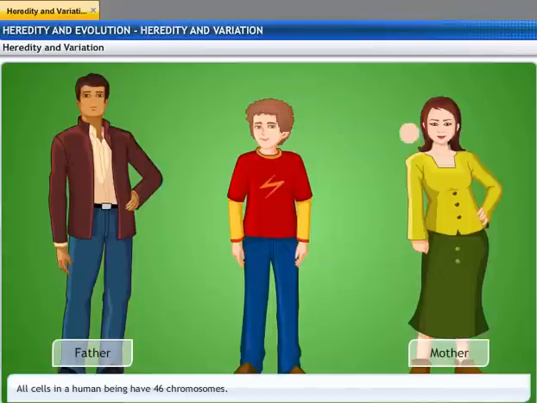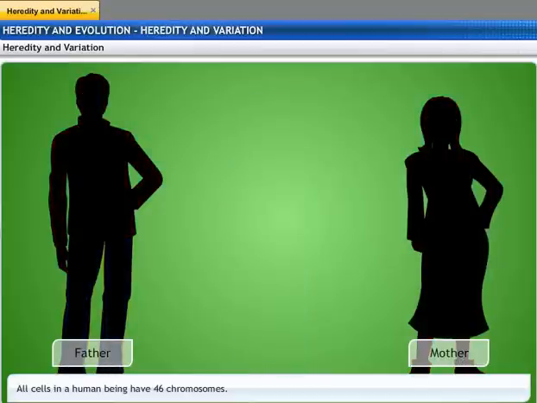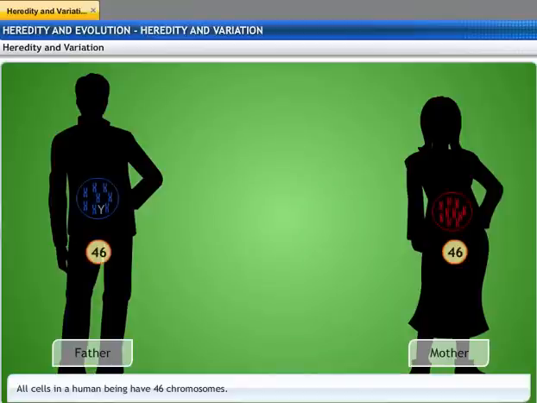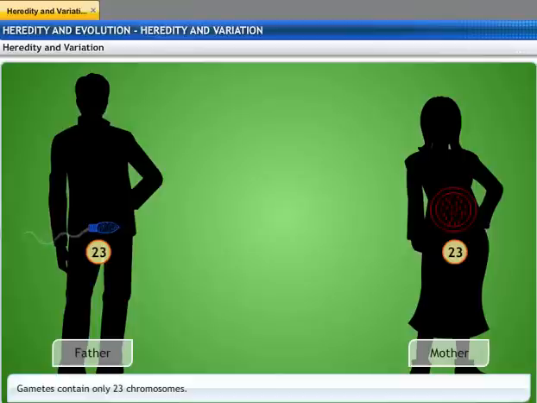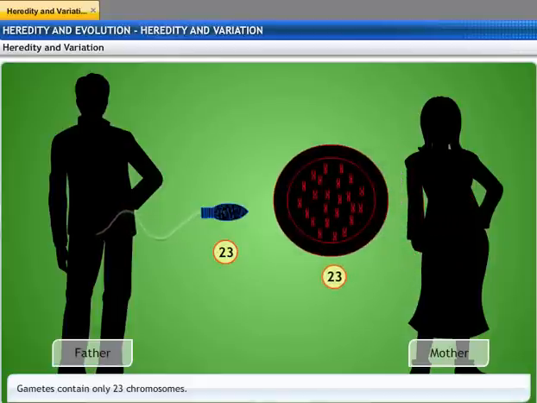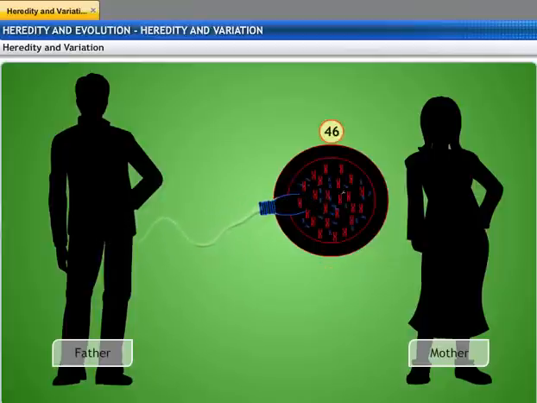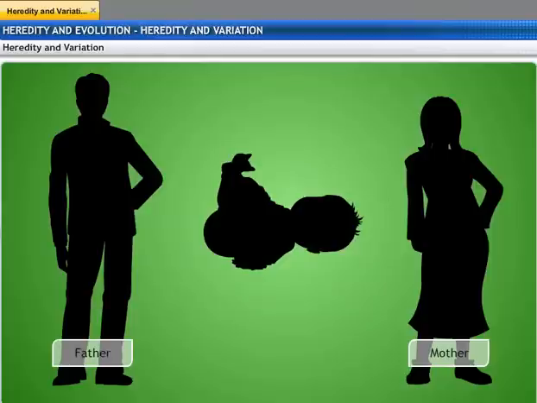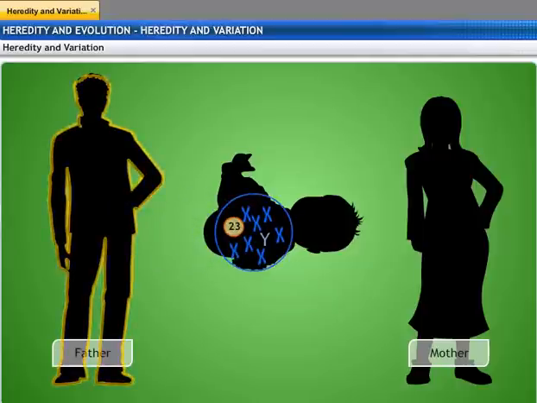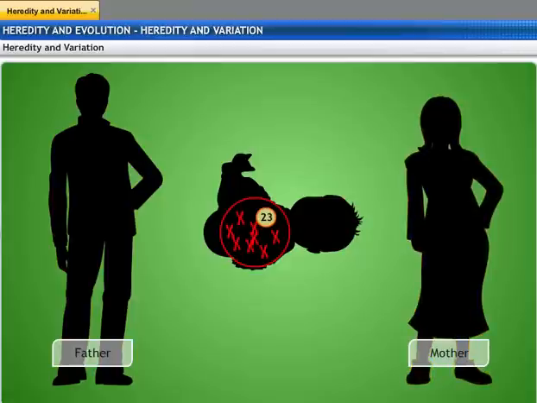This boy resembles his mother in skin color and father in height. Let's see why. All the cells in his father and mother have 46 chromosomes each. During the reproductive process, his father produces a male gamete and his mother produces a female gamete, each with 23 chromosomes. The male gamete fuses with the female gamete to give birth to a child. So, the newborn child receives 23 chromosomes from the father and the other 23 from the mother.